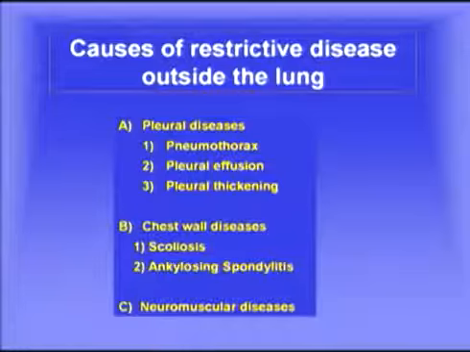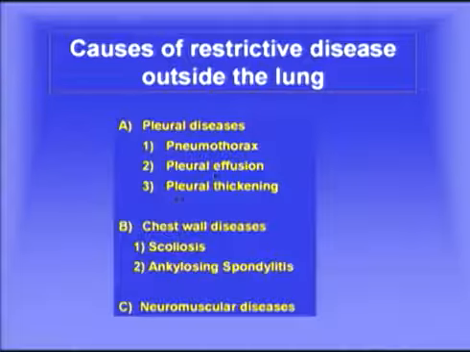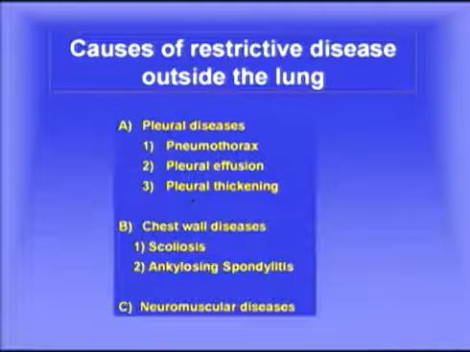Now let me finish by just talking about causes of restrictive disease which are outside the lung. For example, pleural disease can affect the ability to expand the lung. And one of these is pneumothorax. Pneumothorax is caused by a problem with the visceral pleura, the pleura on the surface of the lung. If there's a hole in that for some reason, then of course air leaks from the alveoli into the intrapleural space and you get a pneumothorax.